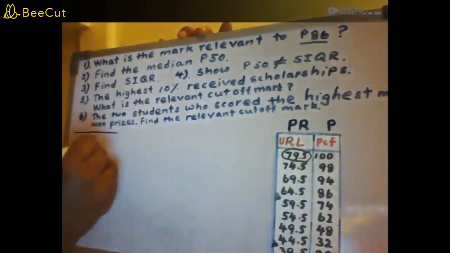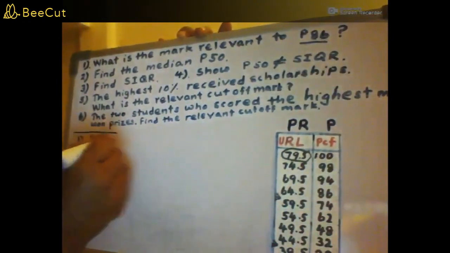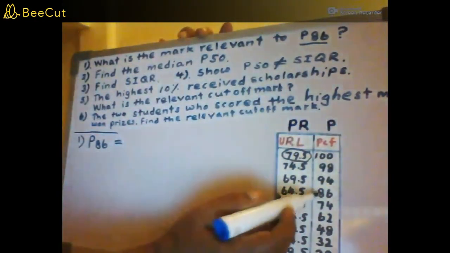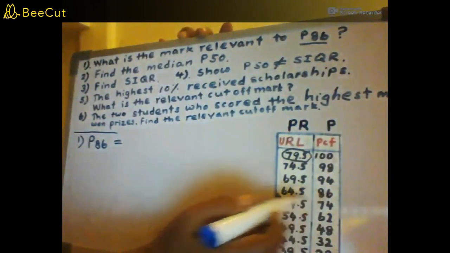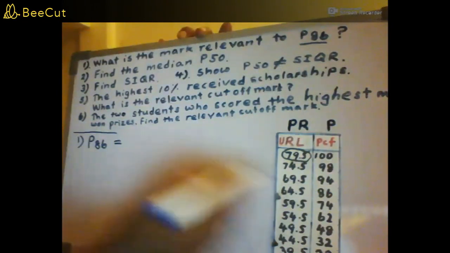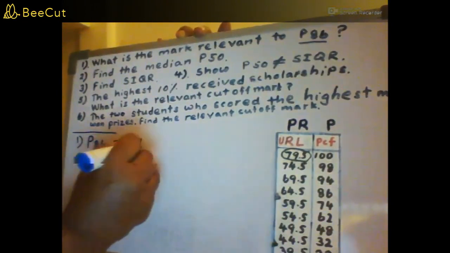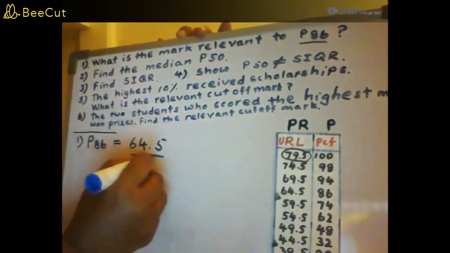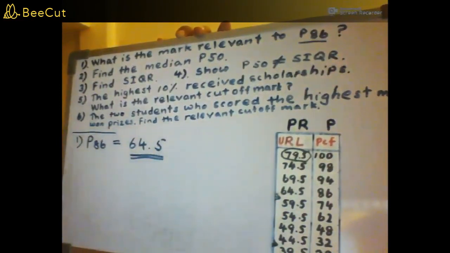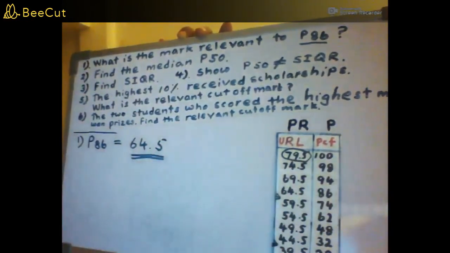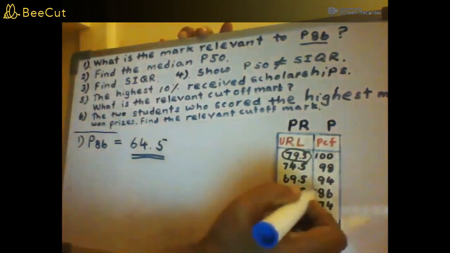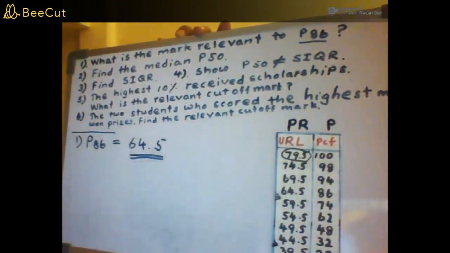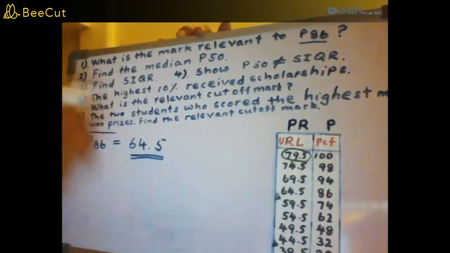What is given is P86. So where's P86? Straight away you can find it. P86 is 64.5. No calculations involved. 64.5, that's the answer. If you can't find it straight away, then only you will have to calculate. If you can find it straight, the answer is that particular mark. Right. Second one.